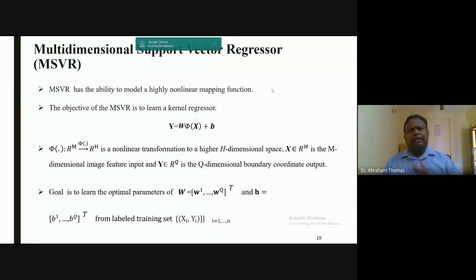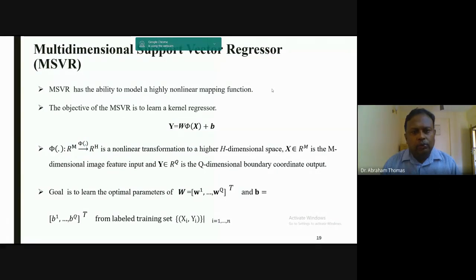So a little bit of math behind this multidimensional support vector regressor, MSVR. MSVR has the ability to model a highly nonlinear mapping function. The objective of the MSVR is to learn a kernel regressor.